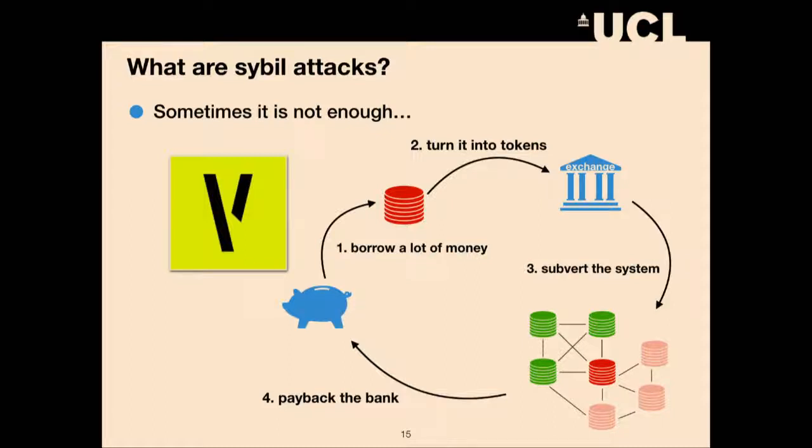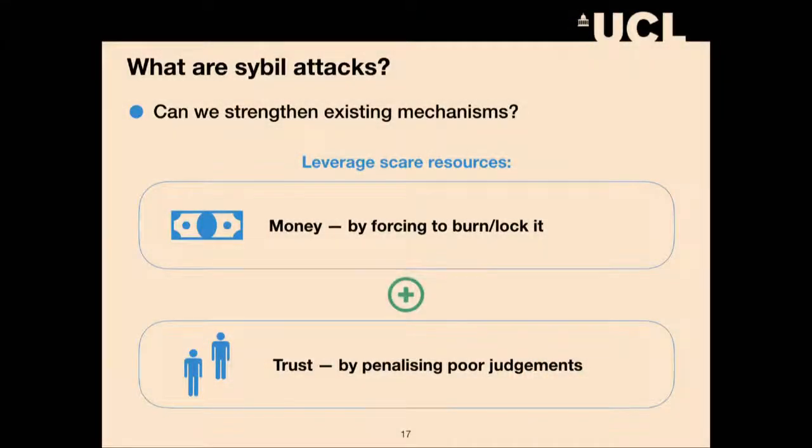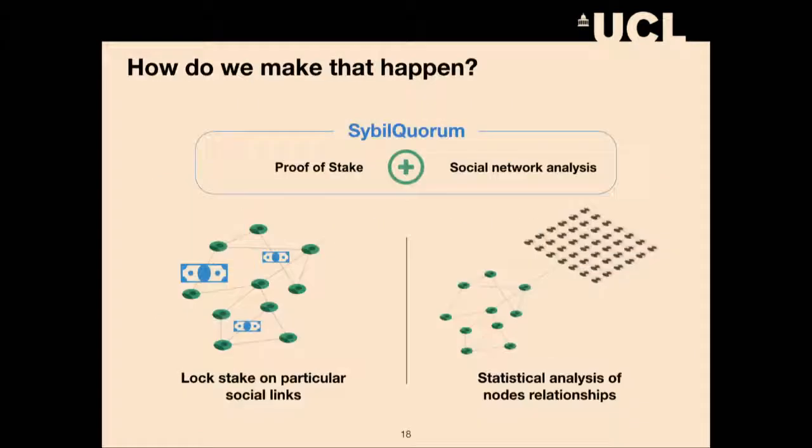What we're trying to do here is see if we can strengthen the existing mechanism, so that we have something a little bit more than what is traditionally done. Leveraging scarce resources is still the key idea here. We still leverage money as one of those resources, and we still want to force the adversary to lock or burn a part of it. But we add a new thing, at least in this context: we also leverage trust, which is a new kind of scarce resource. We leverage this by penalizing poor judgments between nodes. This is basically the core of how SybilQuorum works, and this is what we're going to talk about today.